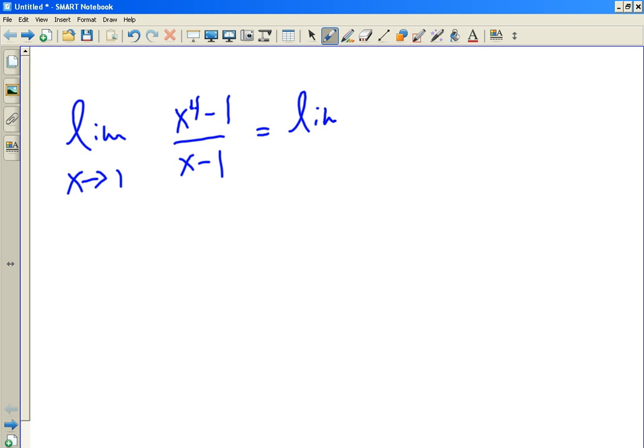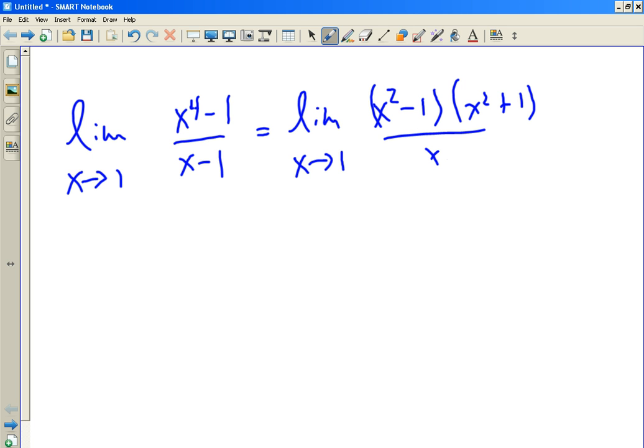The problem is you can't plug in 1. If you plug in 1, you get 0 over 0. That's bad. You're going to find that in the limit that's not necessarily undefined, 0 over 0. 5 over 0, bad. 0 over 0, indeterminate. Not necessarily undefined, but all right, let's see what we get. So factor by difference of two squares, right? And you can factor again, can't you?